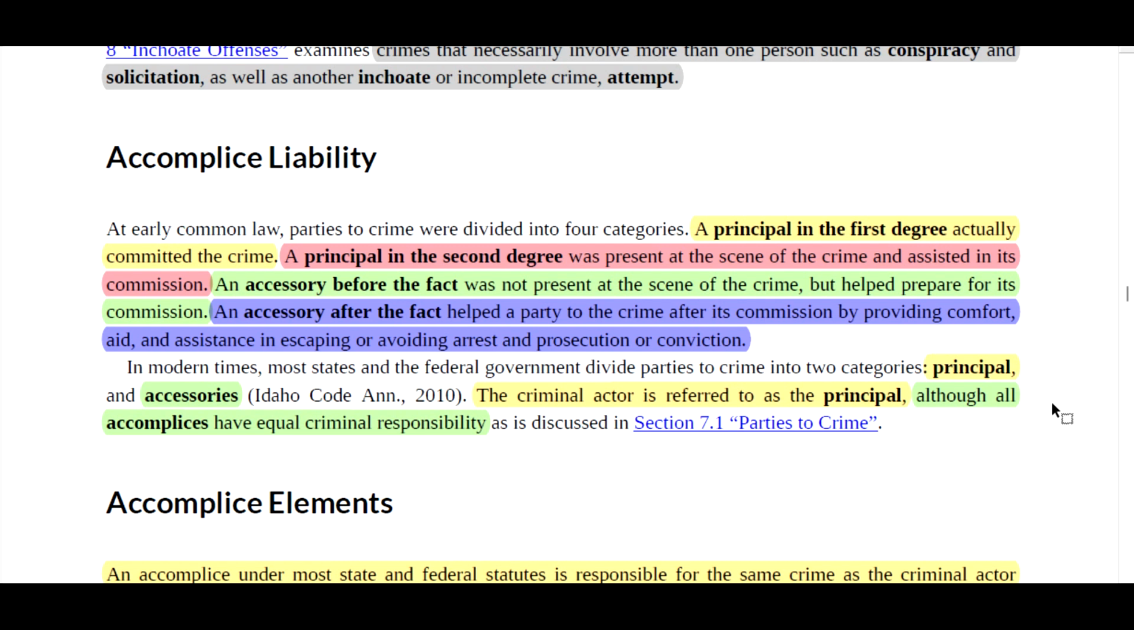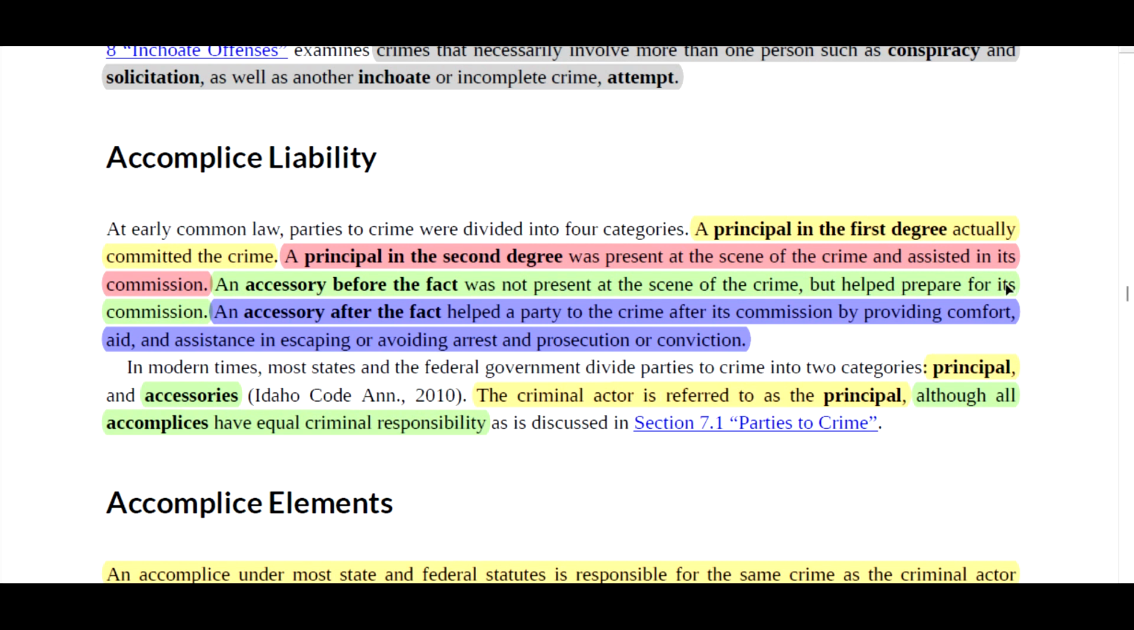Although all accomplices, and notice I did highlight this, all accomplices have equal criminal responsibility. So while the criminal actor is referred to as the principal, in this style any accomplices have equal criminal responsibility. So you are a party to the crime. You were an accomplice. You helped with the committing of the crime. You are equally criminally responsible. And that's the important piece to note there.